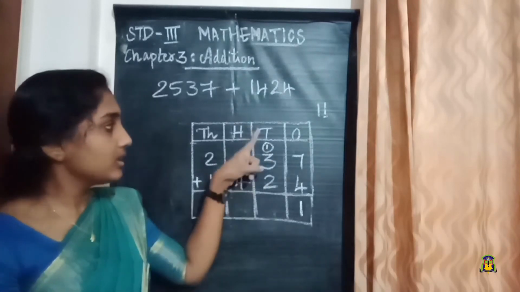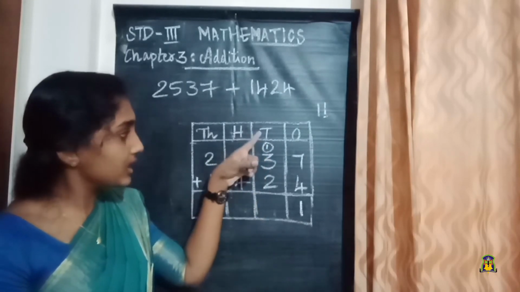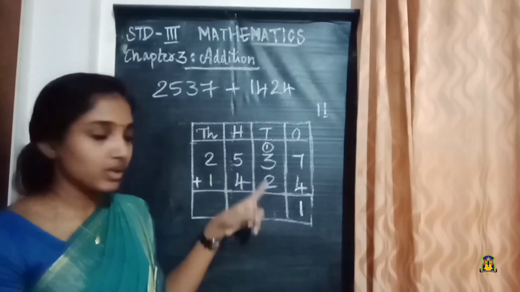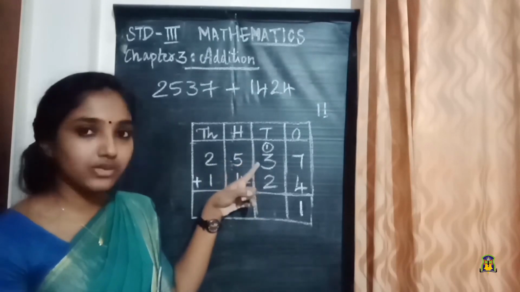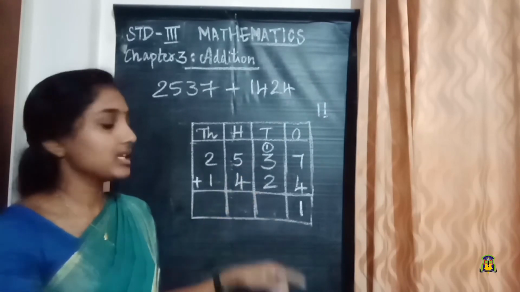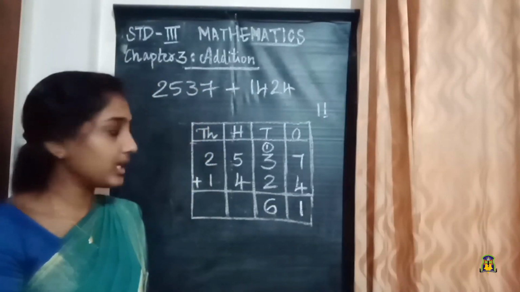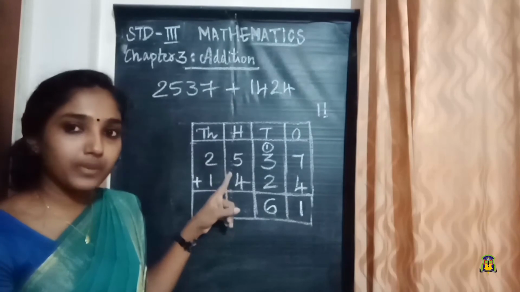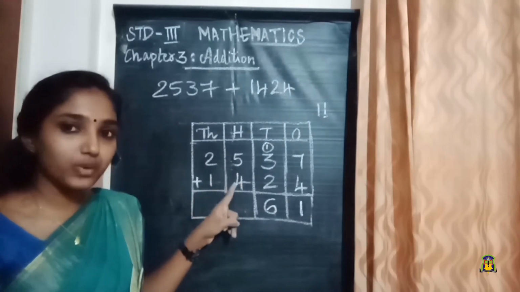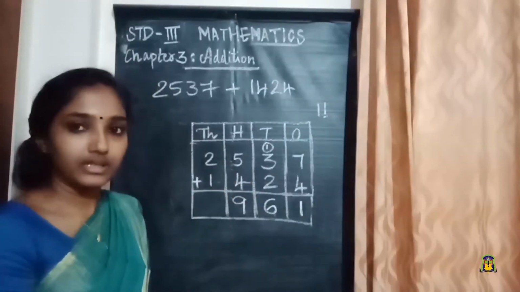So now next we have to add the numbers in tens place. Here in tens place it's 1, 3 and 2. So 1 plus 3 is 4. Then 4 plus 2 gives 6. So we can write 6 here. Okay. So next in hundreds place, it's 5 and 4. So 5 plus 4 gives 9. So we write 9 here.